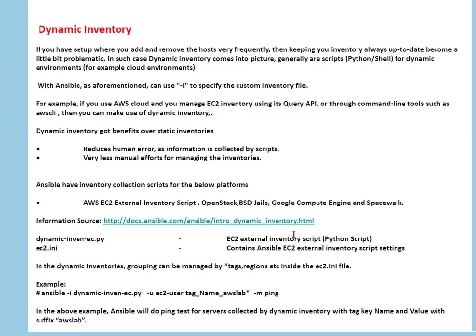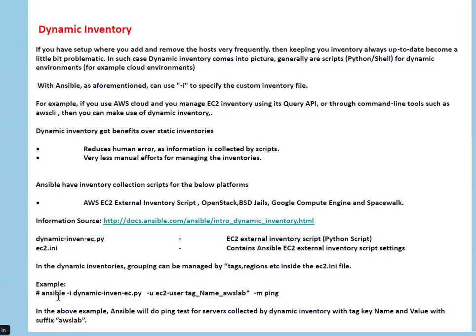I have just downloaded one dynamic inventory script, which I named dynamic-invent-ec.py, which is a Python script, and ec2.ini. The ini is the file which contains the Ansible EC2 external inventory script settings. So when I run the dynamic-invent-ec.py script, it basically checks what is defined in ec2.ini. So these are the configuration parameters. And here I have demonstrated an example of how you can run a dynamic inventory script.